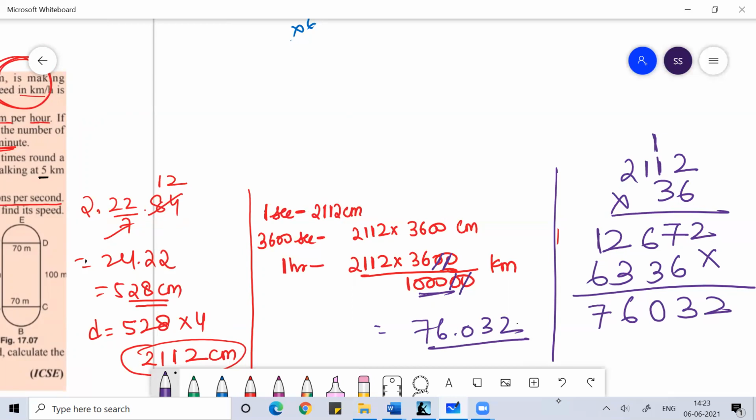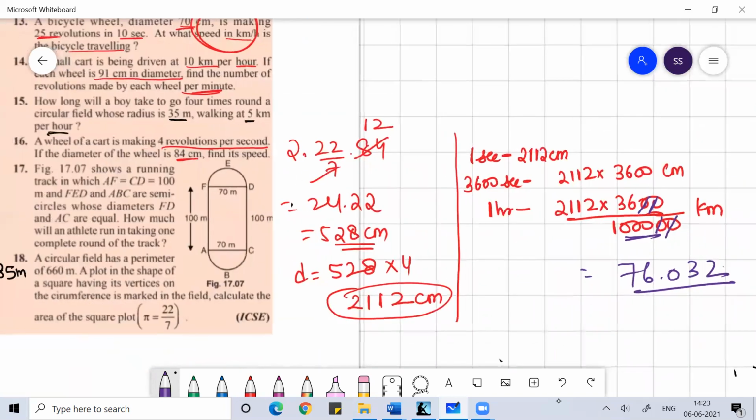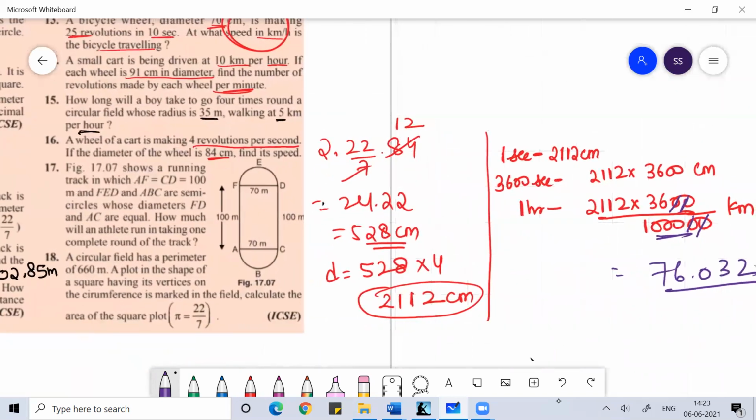I need to divide this by 2 to get that answer, 38. Tell me where I'm making a mistake. Achha, diameter is given. This is the diameter, and I took it as a radius. Yeah, so then you'll get the answer. Yes, sir, so I'm getting 76. Otherwise, you'll get 38.016 meter per hour.